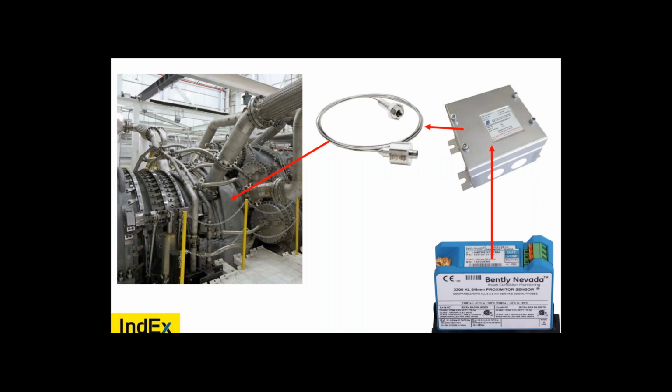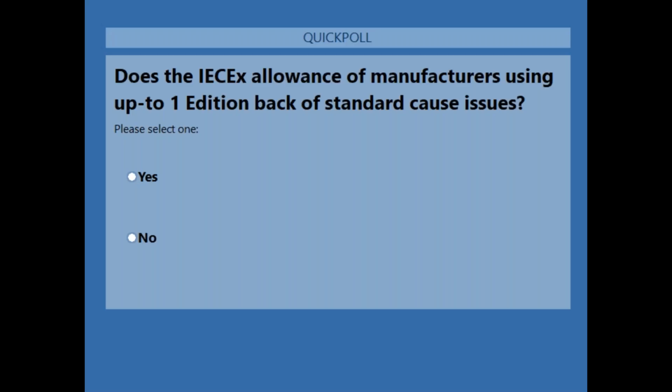Now, let's go to another question. Does the IECEx's allowance of manufacturers to use up to one edition, one revision back of the standard, cause issues?